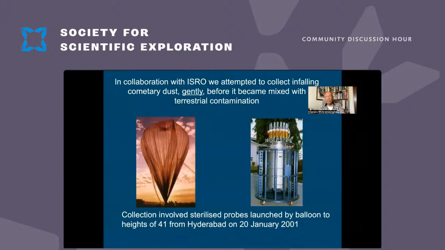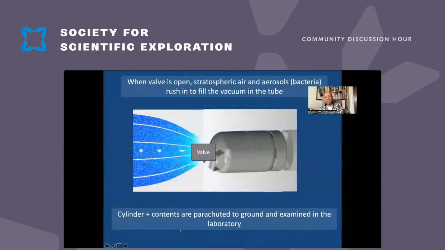This very sophisticated organization, the Indians have been great scientists in the past and also now. So they decided that they would go for this, and they sent very, very sophisticated collection devices. These are the collection devices that were lofted by balloon, shown here, to a height of 41 kilometers in the atmosphere, in the stratosphere, on the 20th of January 2001.